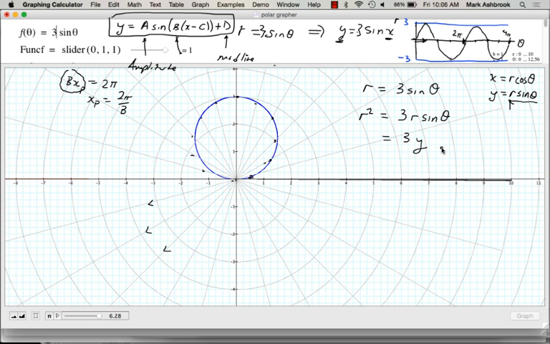And then what about r squared? What's that? X squared plus y squared, right? Pythagorean theorem. R is the hypotenuse of the triangle made up by x and y. So r squared is always x squared plus y squared. By multiplying both sides by r, we did ourselves a big favor. We made it easy to get the equivalent equation in x and y. So this is equivalent to r equals 3 sine theta.